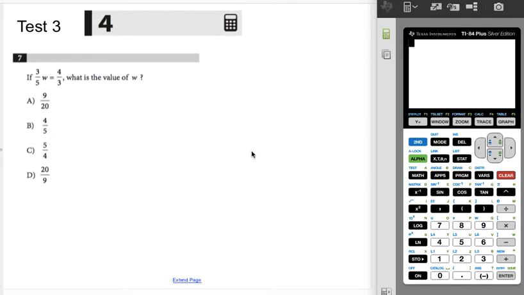All right, this is SAT prep. We're doing test 3, section 4. This is number 7. If 3/5 times W equals 4/3, what is the value of W?